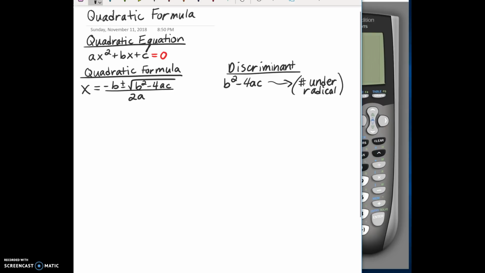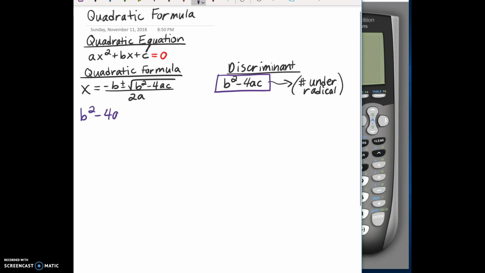Now there's a part of this where we're going to explore the different types of roots that we can get, and that's going to be what's called the discriminant. So the discriminant is the number that would come out underneath the radical, that b squared minus 4ac. So we have four scenarios that we're going to look at.